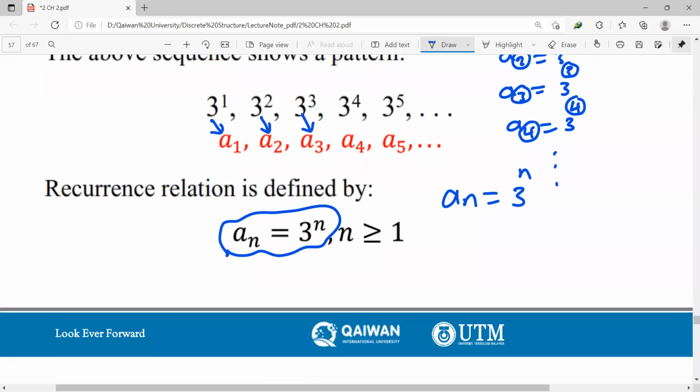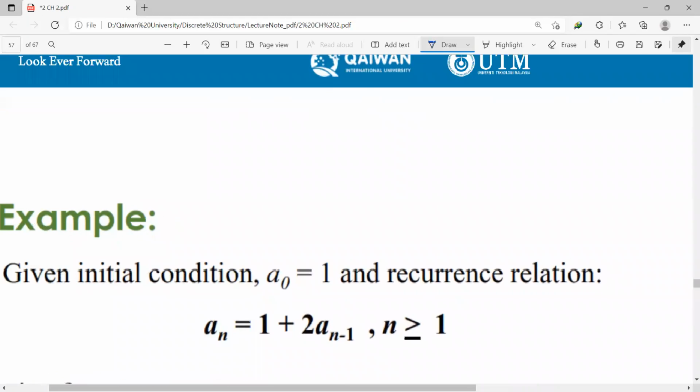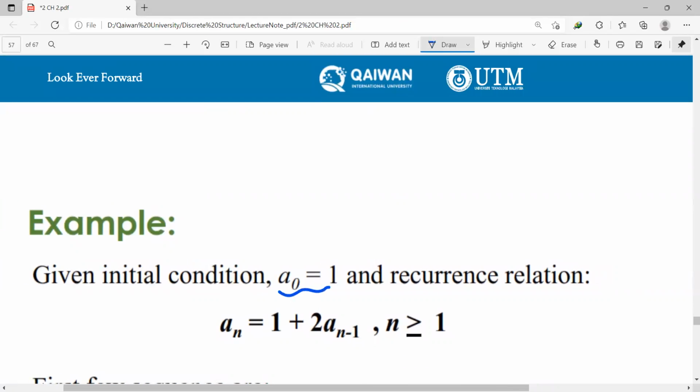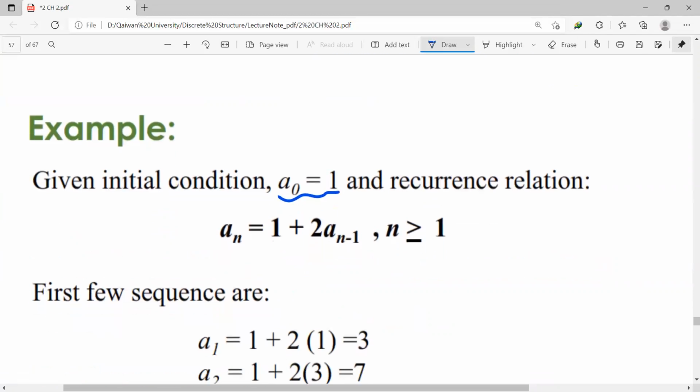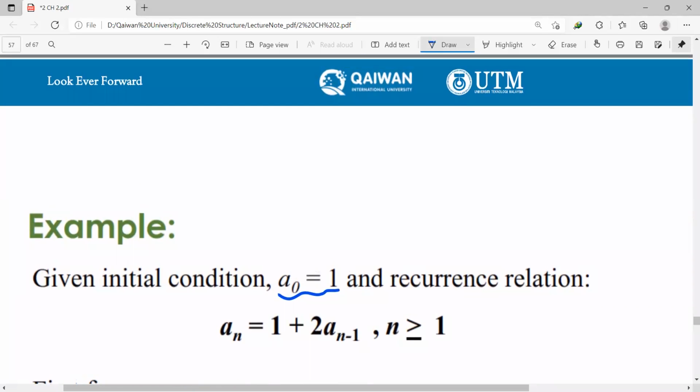So this is the recurrence relation for the given sequence. Here we have an example. We have given A0, which is 1, and we should find a few terms of the sequence. It says AN equals 1 plus 2 AN minus 1. As you see, AN depends on AN minus 1. That means each term depends on the previous one. How? It equals 1 plus 2 times the previous one.